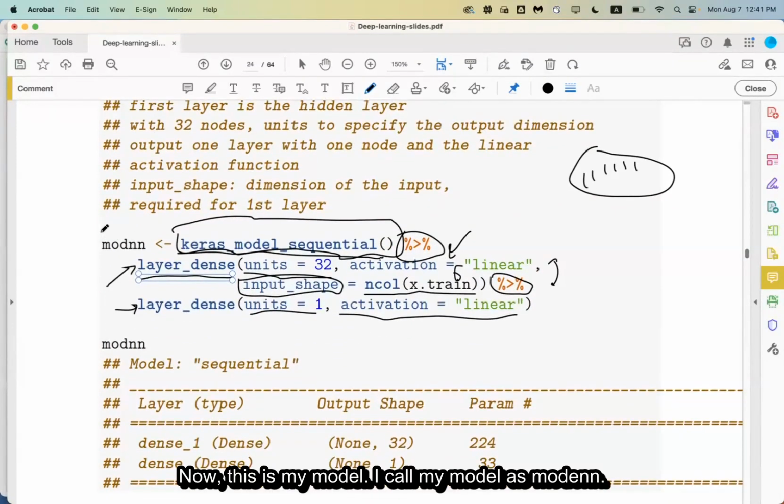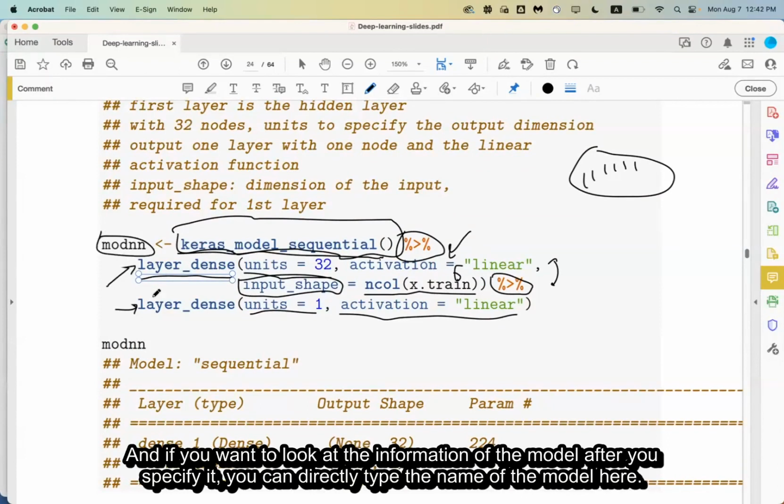Now this is my model. I call my model modnn. And if you want to look at the information of the model after you specify it, you can directly type the name of the model here.